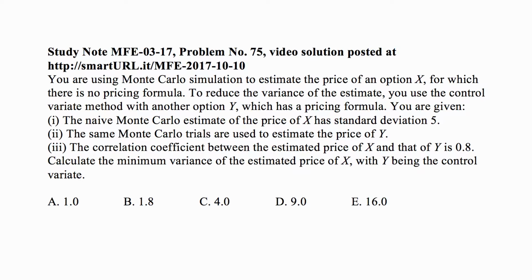This is our problem for today for exam MFE. You are using Monte Carlo simulation to estimate the price of an option X for which there is no pricing formula. To reduce the variance of the estimate, you use the control variate method with another option Y, which has a pricing formula. You are given that the naive Monte Carlo estimate of the price of X has standard deviation 5. The same Monte Carlo trials are used to estimate the price of Y. The correlation coefficient between the estimated price of X and that of Y is 0.8. You are asked to calculate the minimum variance of the estimated price of X with Y being the control variate.